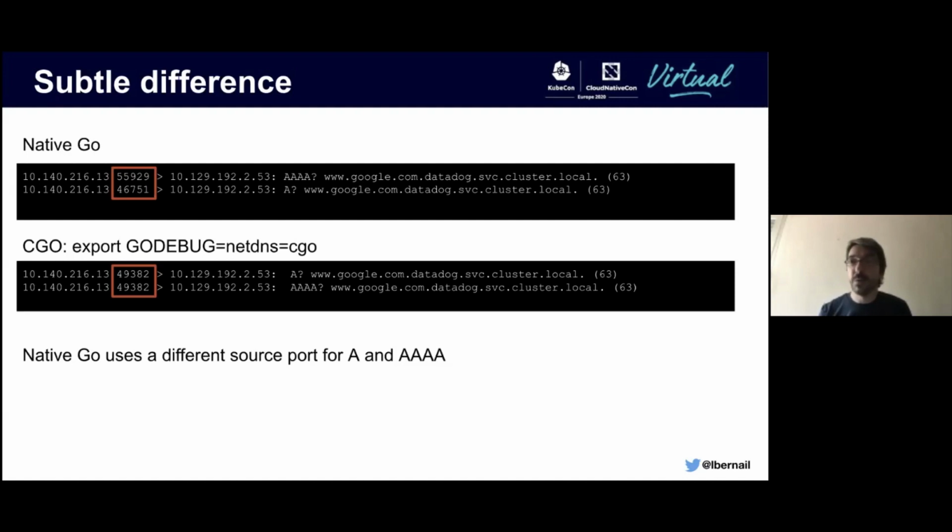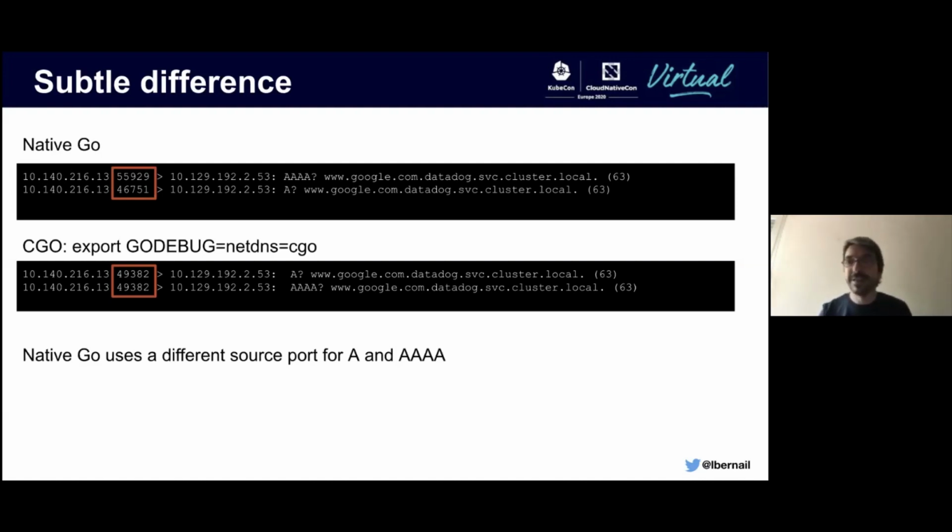So one of the first things we believed was that our environment variable had been ignored. But if you look at the very small details in these two lines, in these two examples, you'll see that it's actually different and that the resolvers are behaving differently, because one is using a different source port for the IPv4 and IPv6 query. So it's actually doing something, but it's not behaving as we expect, because we'd expect glibc-based queries not to do IPv6.